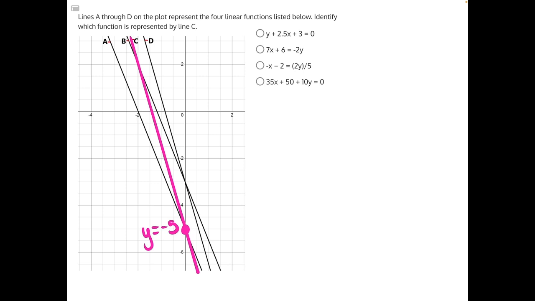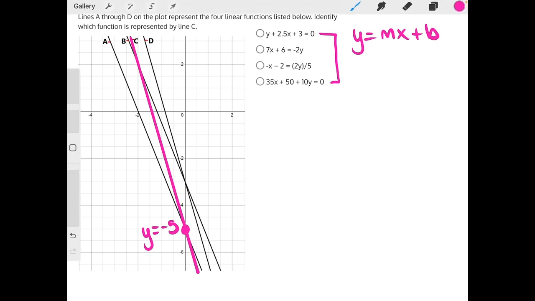So to solve this question and figure out which equation matches that line, we need to identify the slope and the intercept. And that will be easiest to do if all of these answer choices are written in y equals mx plus b form. So let's start with answer choice A and rewrite it to match that form.